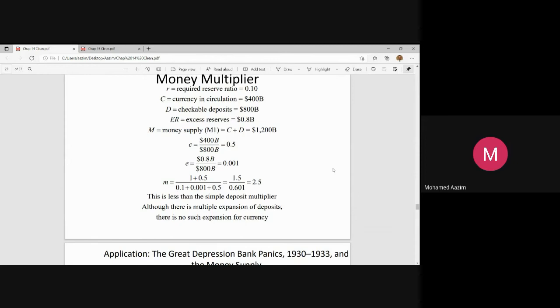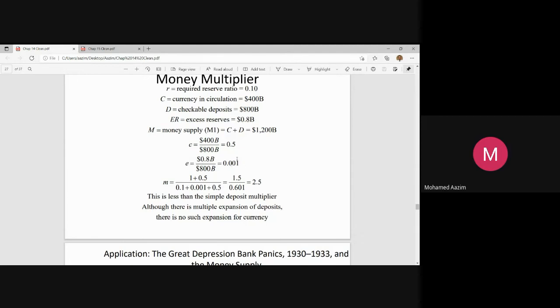I repeatedly said, usually the excess reserves kept by banks are very small. Has to be. Otherwise, they are keeping money idle. They have to maintain required reserves. Over and above, anything you keep with respect to reserves is excess. So you now derive the so-called excess reserve ratio, that is 0.001.